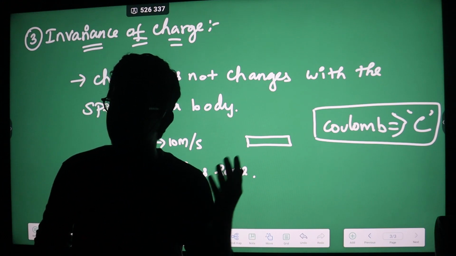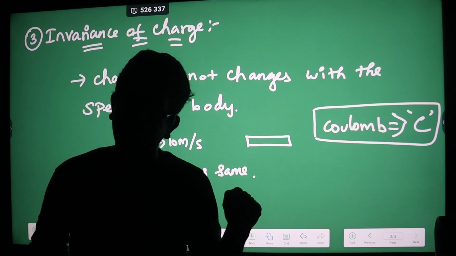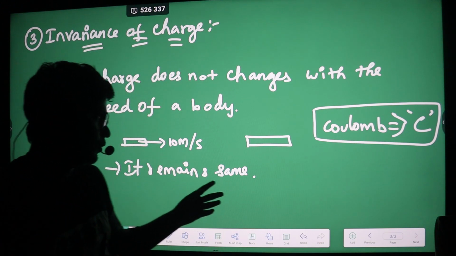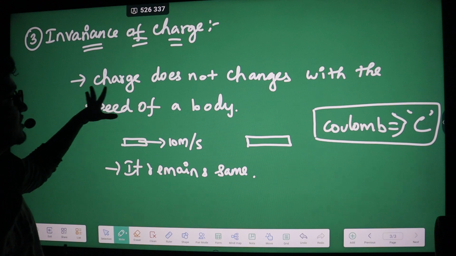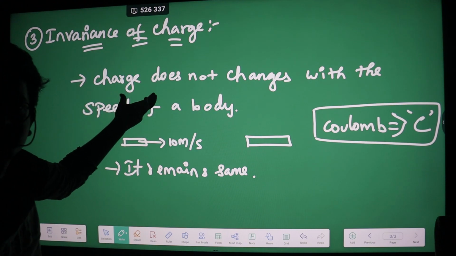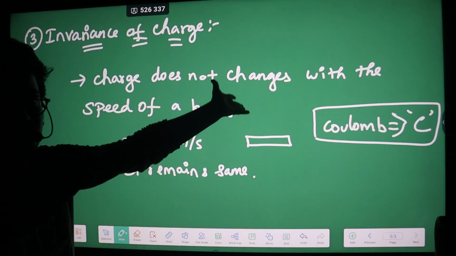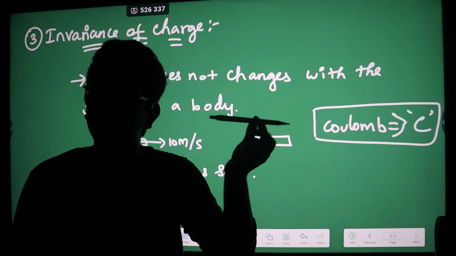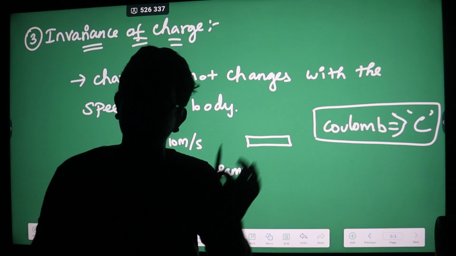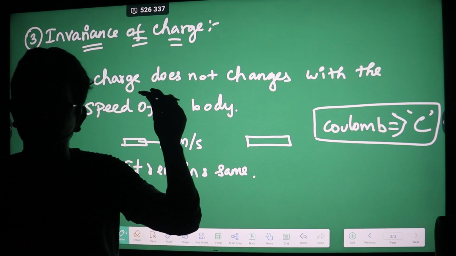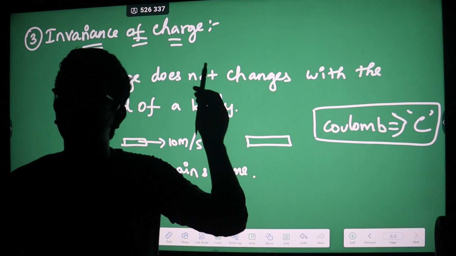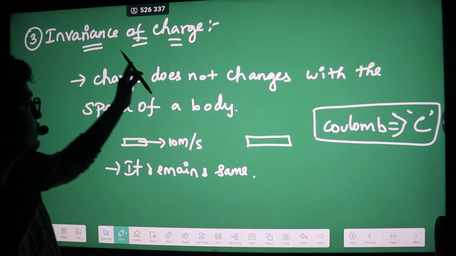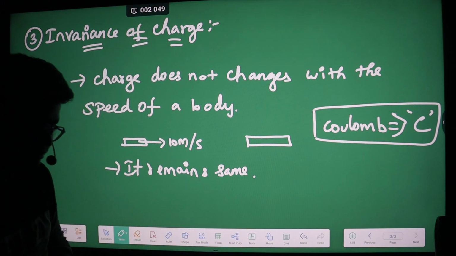Already I said, while studying the intrinsic properties of matter, mass is also an intrinsic property of matter. Here I have spoken about the charge. The magnitude of the charge does not change with the speed of a body. Even if the body moves with 3 into 10 to the power 8 meter per second, the speed of light, the magnitude of the charge is not going to vary. The value of the charge always remains the same. That is what is known as invariance of the charge, right?